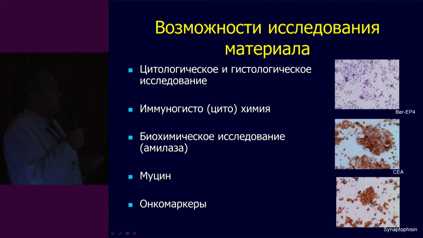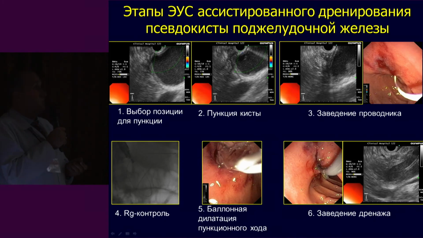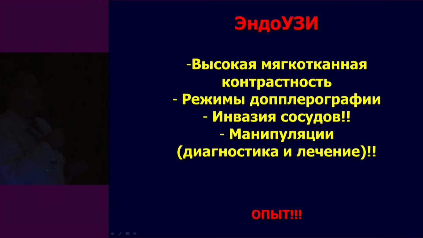In all patients with a suspicion of tumor, we take samples for oncomarkers, immunohistochemistry. So this is something that we currently are working on. We use the EUS for draining of this or that processes in this area. And also, it's very important to say that endoscopic ultrasound gives us great opportunity because it's also a treatment modality.